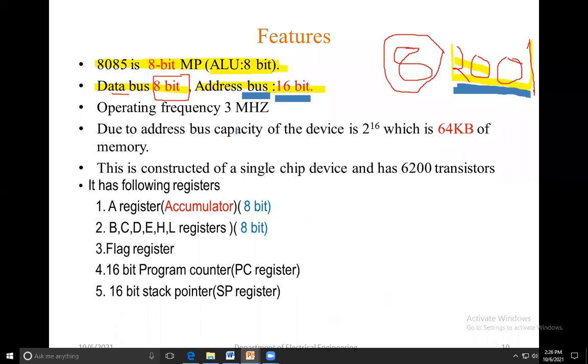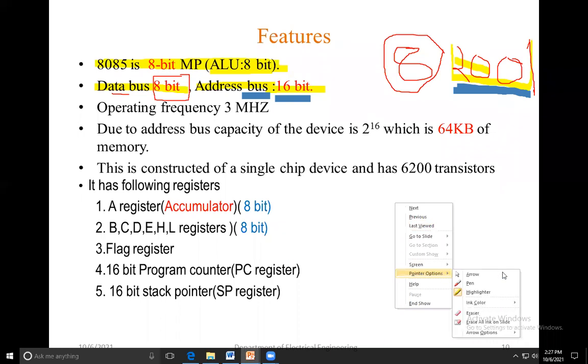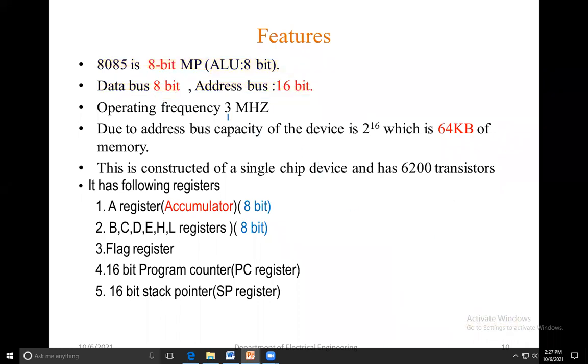And the operating frequency I am writing here is 3 megahertz, maybe 5 megahertz, but by default you can understand 3 megahertz is the frequency. Remember this.